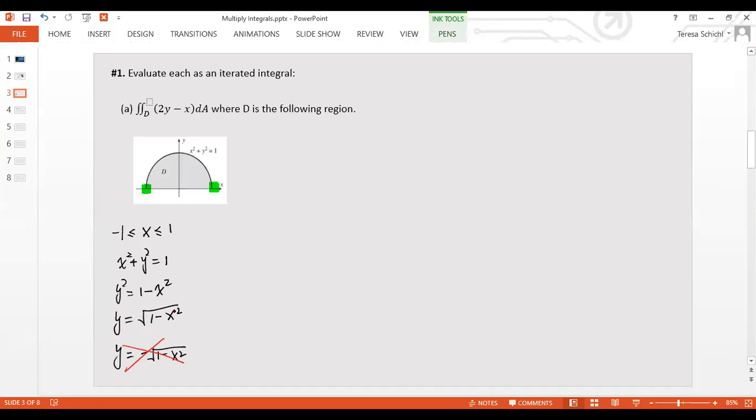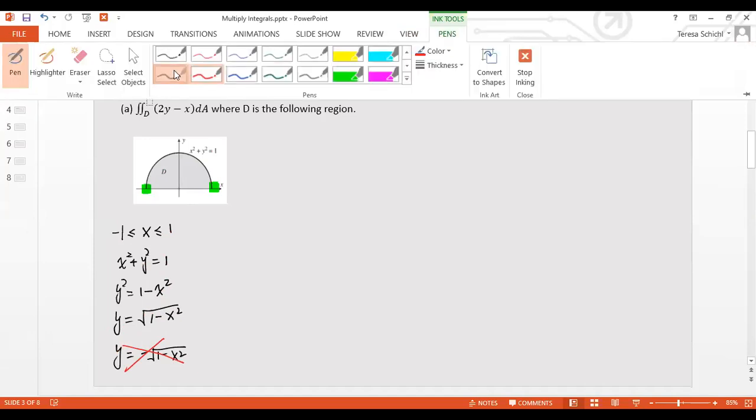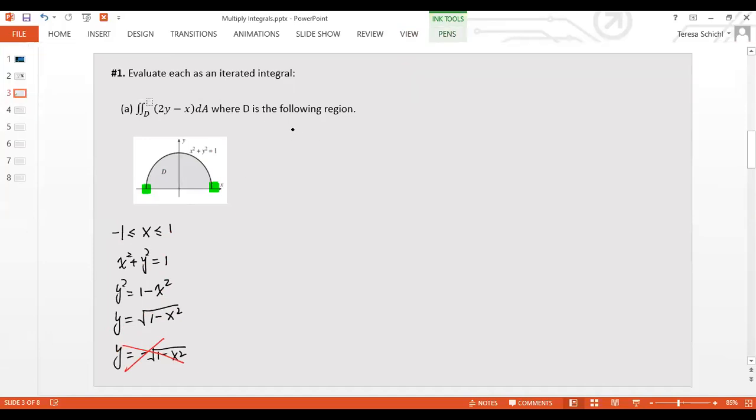So I know the y boundaries are from 0 to the square root of 1 minus x. Okay, so now let's try to write it. How do I find these integrations here? So this is 2y minus x.